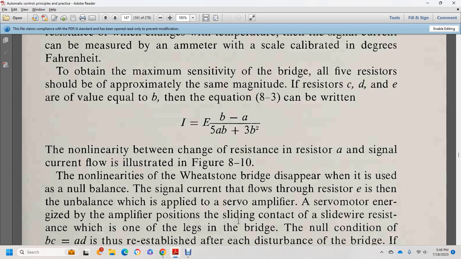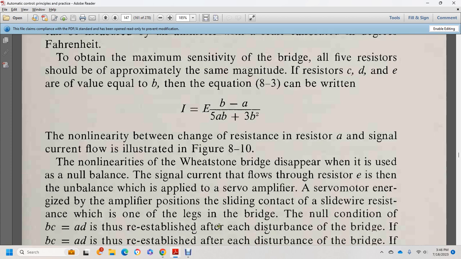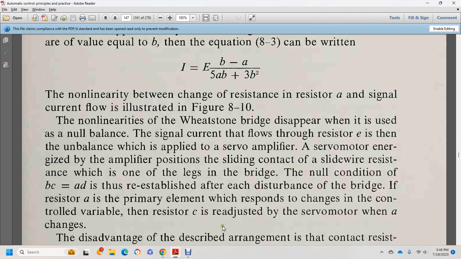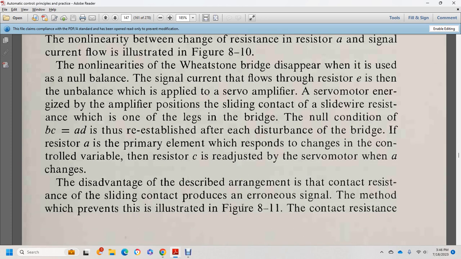With the bridge unbalanced, the signal is applied to a servo amplifier with a servo motor, whose inner shaft positions the sliding contact on the slide wire resistance, which is one of the legs of the bridge. The null condition of BC and AD is established by the disturbance of the bridge. Resistor A, the primary element, responds to changes in the control variable, with resistor C for adjustment and the servo motor, which has a disadvantage.